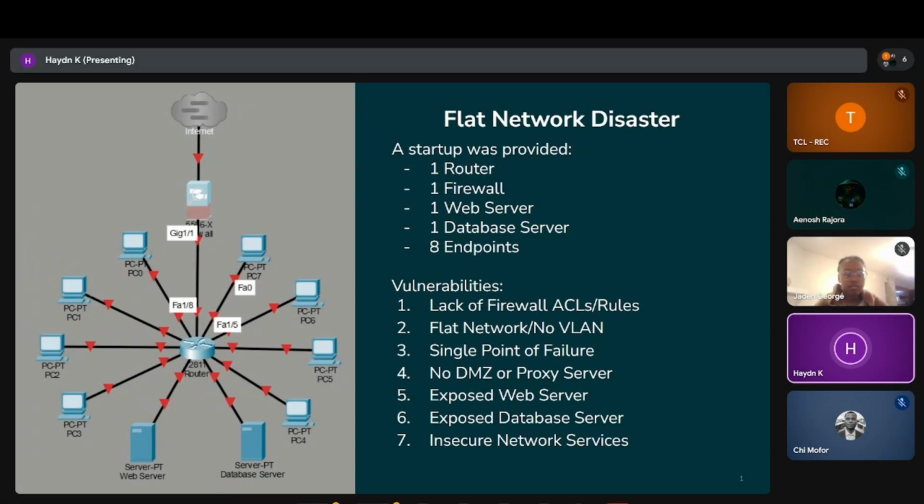So our project was the flat network disaster. We were a startup that was given one router, one firewall, one web server, and one database server. Immediately, as you can see in this picture, there are a number of vulnerabilities with this.